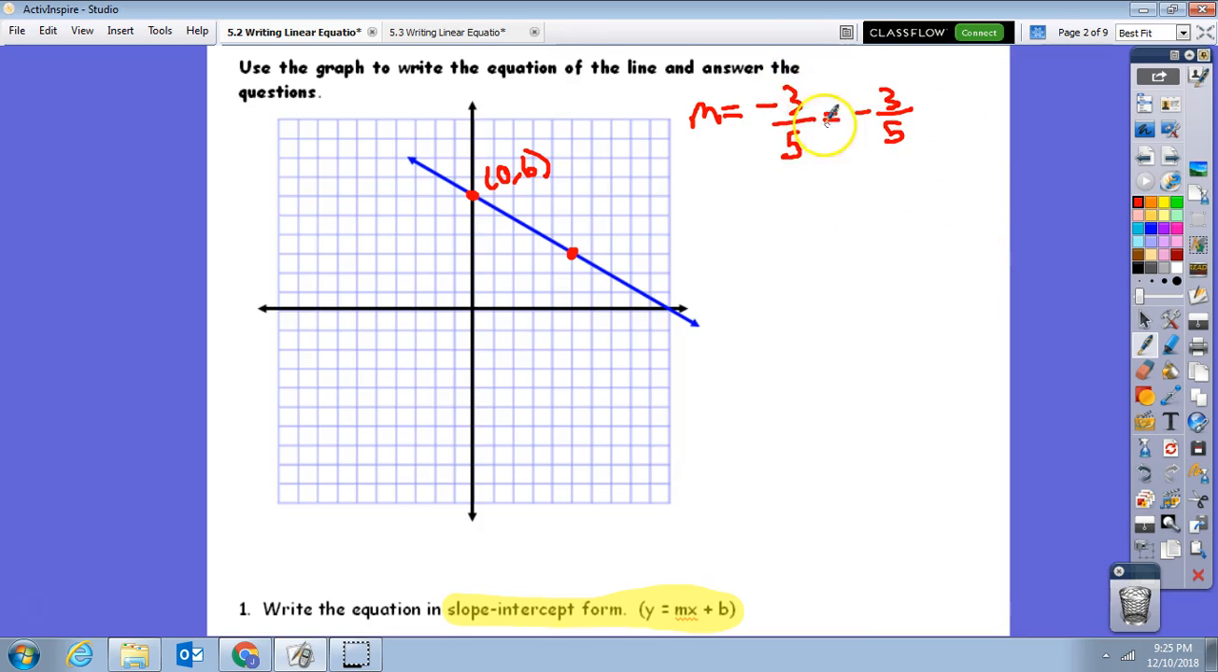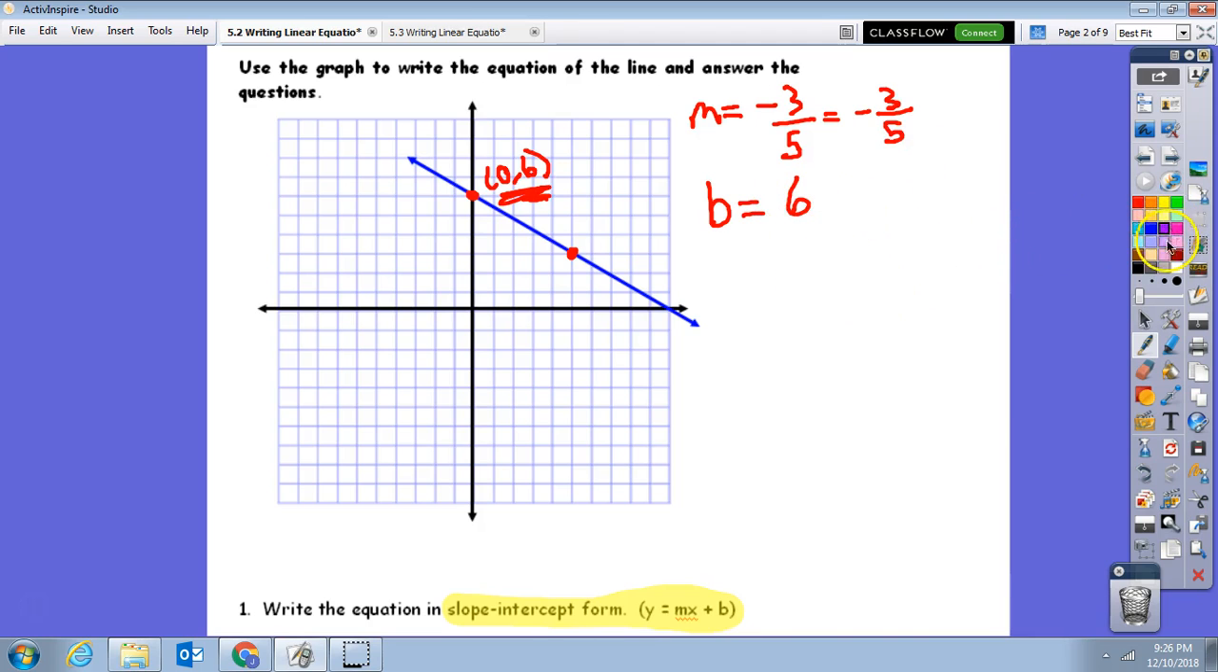You could also use your calculator to figure out that that is negative 0.6 if you needed a decimal. But changing it back to a fraction, it still tells you that that is also the reduced form of that fraction. So that's my m, that's my slope. What's my b again? Well, that first point I found. That first point was the y-intercept. The b is the intercept in slope-intercept form. So it is 6.